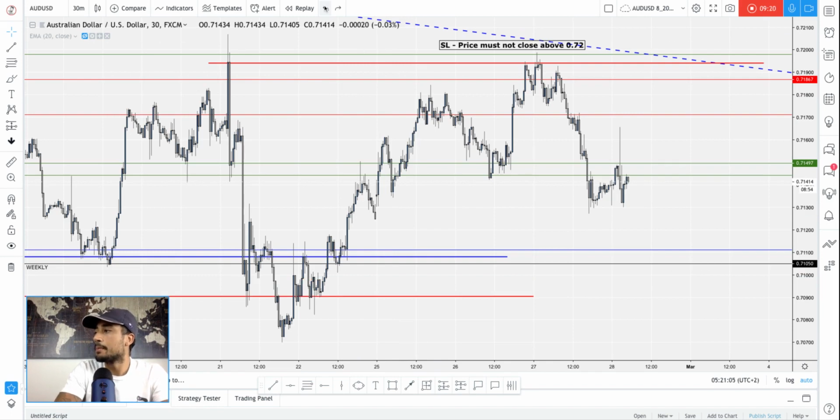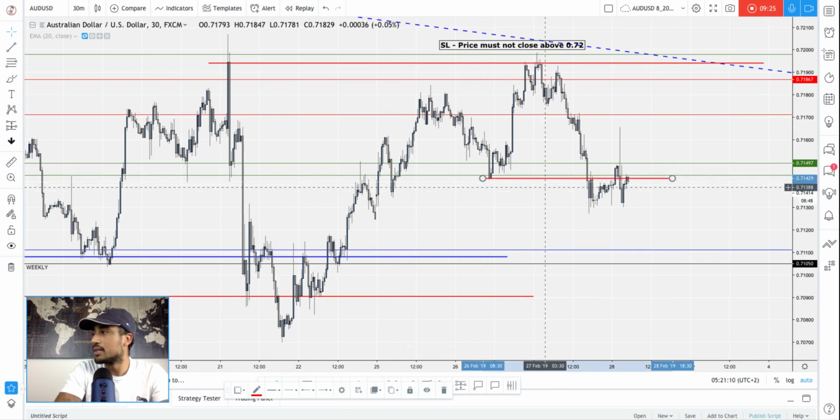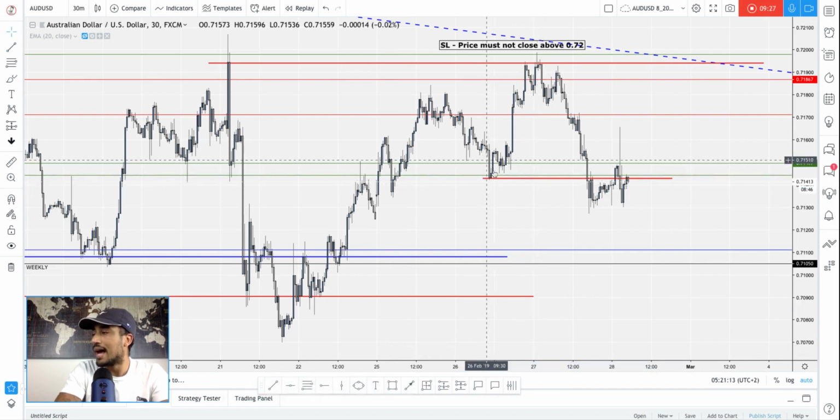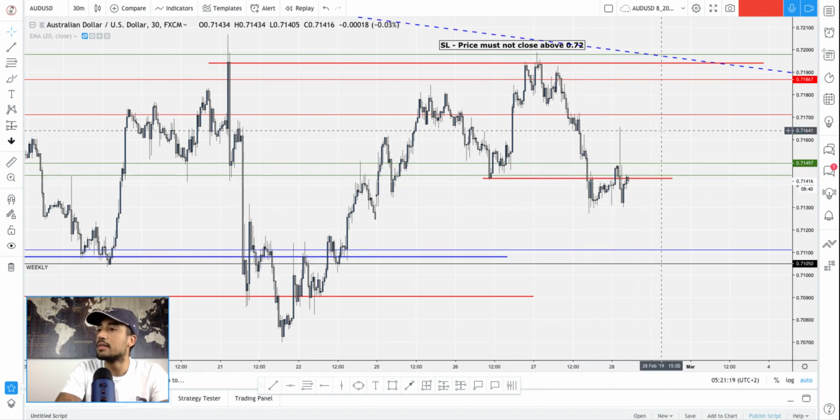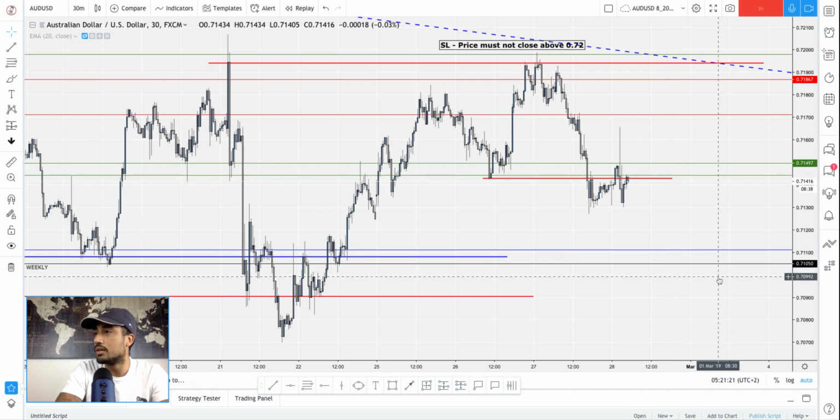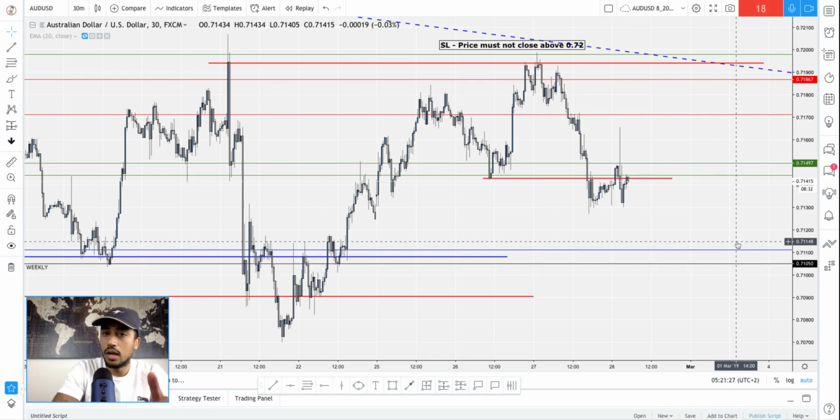So we have the fact that price has closed under this last level of support over here, which is perfect. Again, what I'm saying is we may have a retrace, right? And then we're looking for the continuation of the downwards push to 0.70.